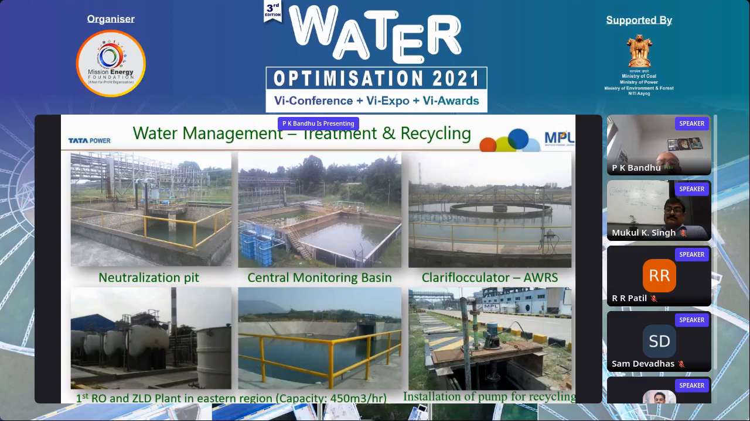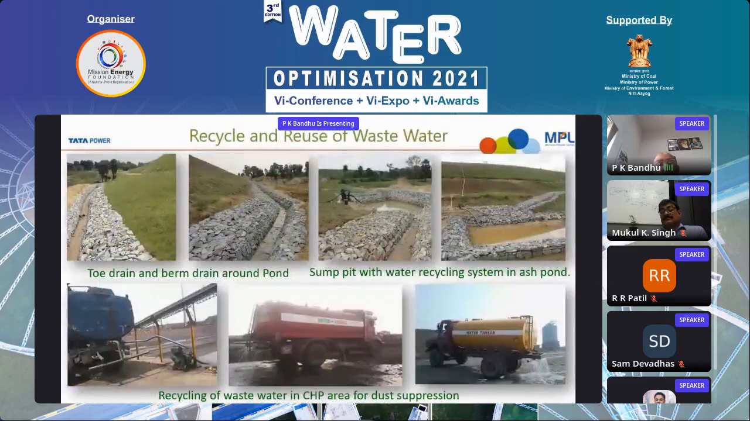So all the pictures are here, and there is another unique system. If the surface drains accumulate some water, we are also pumping it and using it for gardening purposes. You can see that we have the toe drain, which collects water and again recycles it into the system.